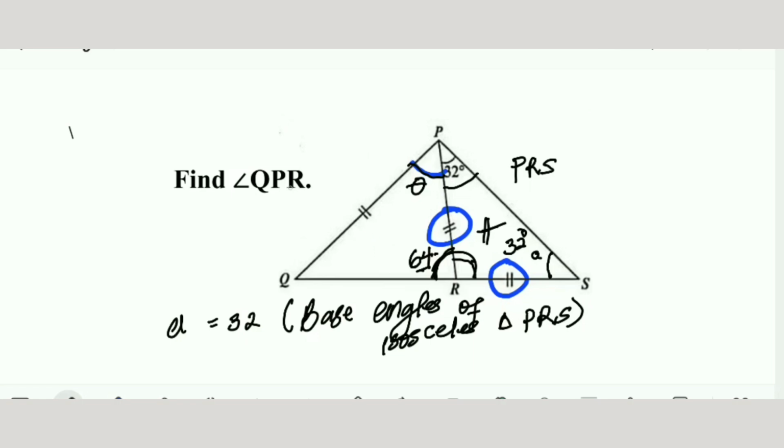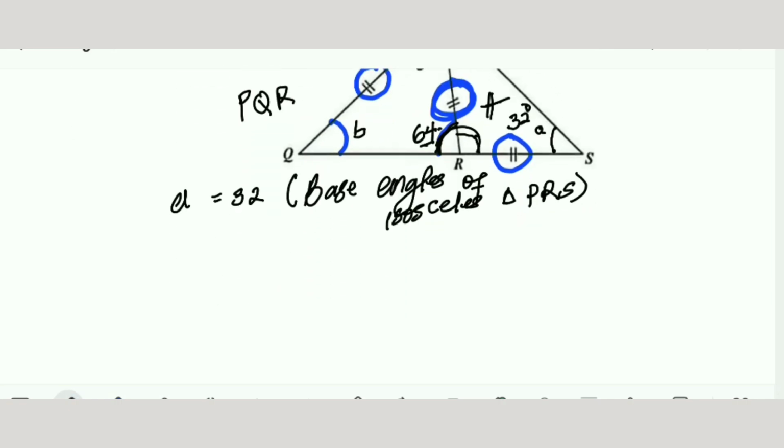So let's get back to triangle PQR. I found this as 64. Also, you will notice that this mark is also found here. So I would say that triangle PQR is an isosceles triangle. And in isosceles triangles, the base angles are equal. You know what that means? It means that these two angles on that third line are equal to each other. They are base angles of the isosceles triangle. So I would call these B. If this is B, then my B is also 64.